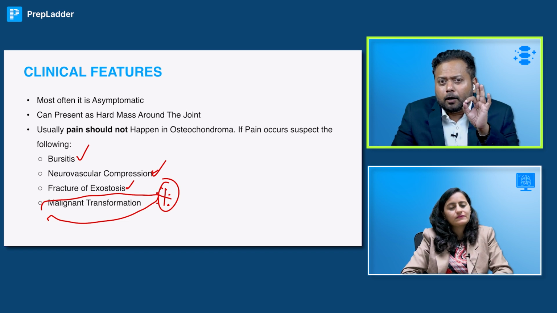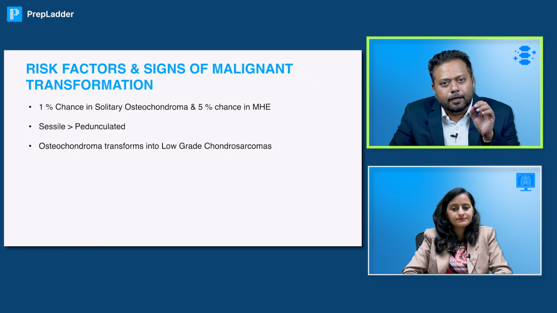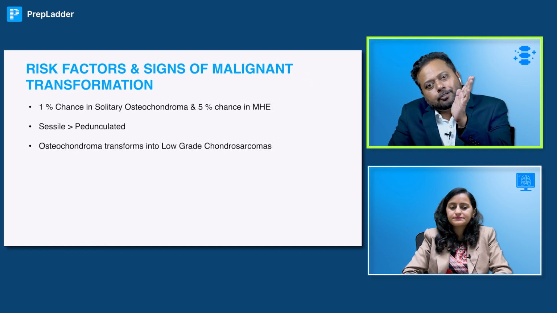So whenever an osteochondroma patient presents with pain, don't neglect them. Investigate thoroughly. Risk factors and signs of malignant transformation in osteochondroma: 1% chance in solitary osteochondroma. If it is hereditary multiple exostosis, the percentage rises to 5.